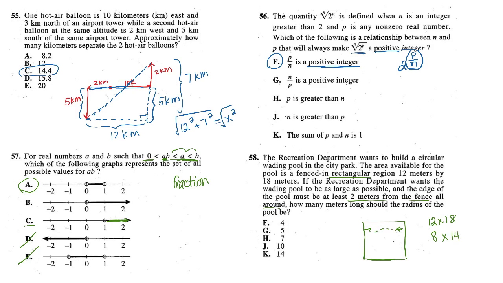So really, I have this circular area here that's an 8 by 14, and it wants to know how many meters long should the radius of the pool be. So the radius of the pool is going to be from here to here, and so it's not going to make any sense for us to be looking at half of 14, because that's definitely not going to be the radius of the pool. Half of 8, definitely. That's going to generate the radius of our pool. So that's going to be answer choice F.